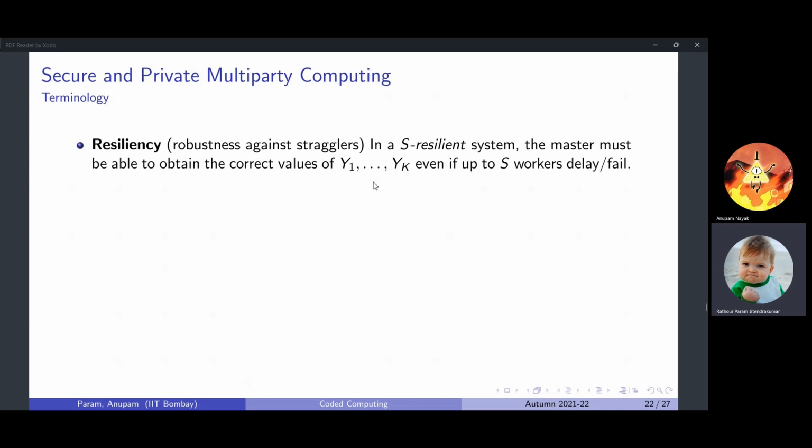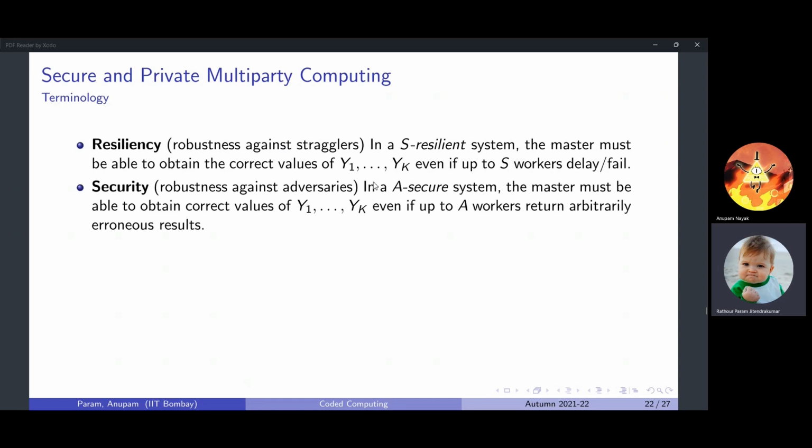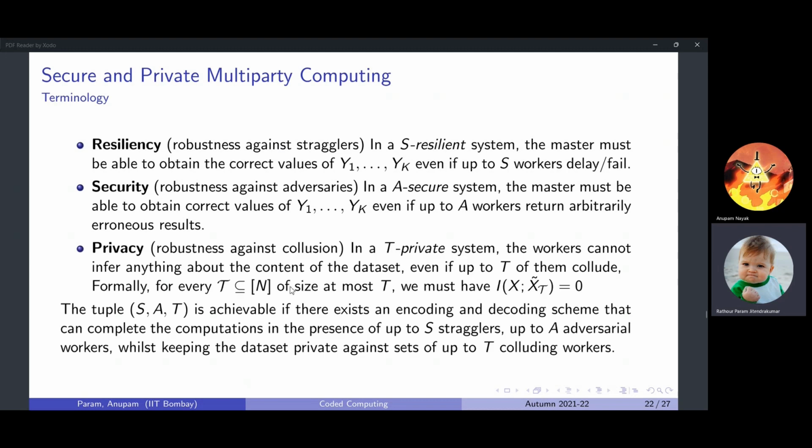So the first thing we will see is the systems. In an S resilient system, the master must be able to obtain the correct values of all these y1 to yk, even if S workers fail. Then it's an S resilient system. Similarly, in security, suppose there are A workers returning arbitrary erroneous results, or trying to give us bad results. Even then, we should be able to retrieve the correct answers. And privacy means there are T workers who are colluding and trying to get information about the content of the dataset. Even then, they should not be able to get the information.